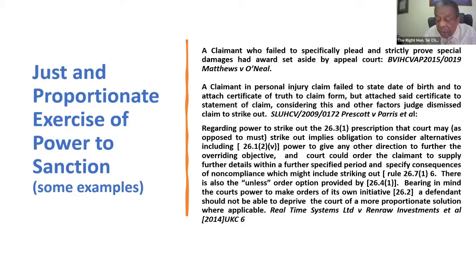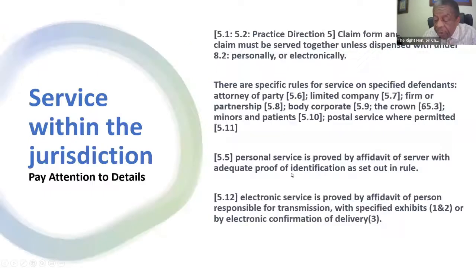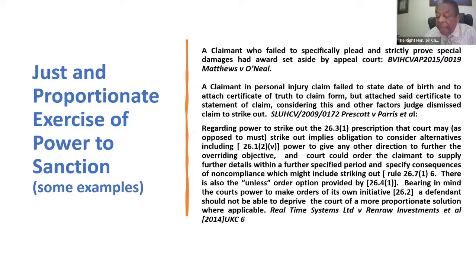And in 26.1(2)(v), this would include the power to give any other directions to further the overriding objective. And that phrase is specifically used in the rules. And the court could order the claimant to supply further details within a further specified period and specify the consequences of non-compliance, which might include striking out. I state the rule where that is. There's also the unless order option provided by Part 26.4(1).